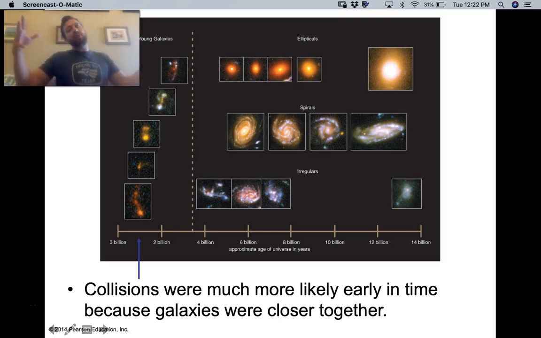But if you drag our time clock back, we have a universe that's much smaller, and all those galaxies are compacted into that small little volume, so they're going to collide more often. So we would have seen a lot more collisions of galaxies very early in the universe versus where we are now. Yeah, so galaxies used to collide a lot more often way back in the day. And this might be why we got so many ellipticals sitting around, yeah?